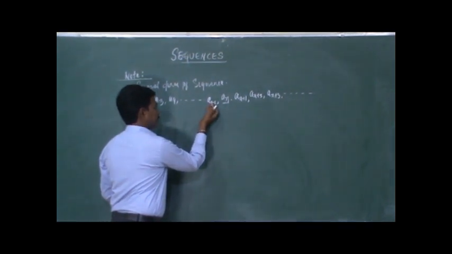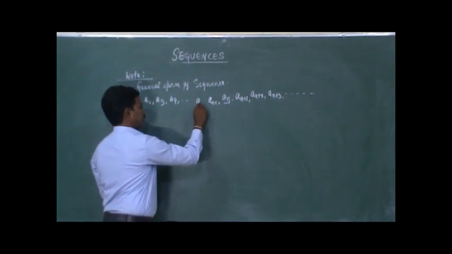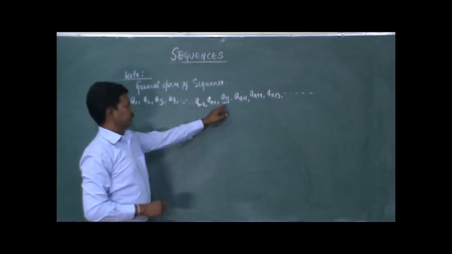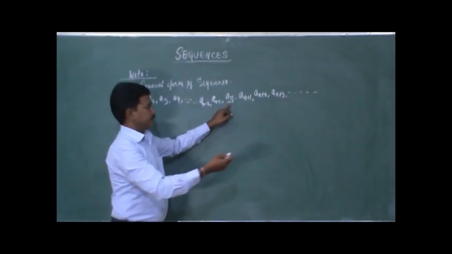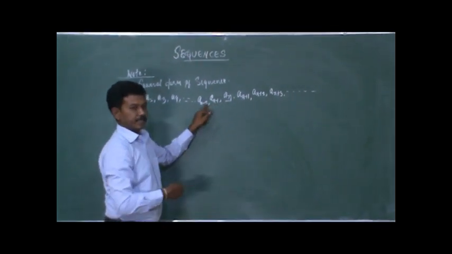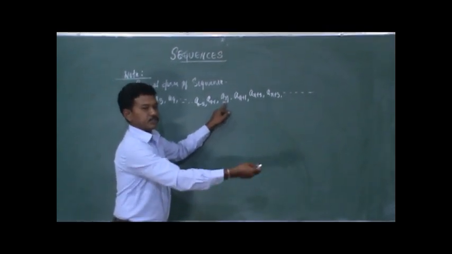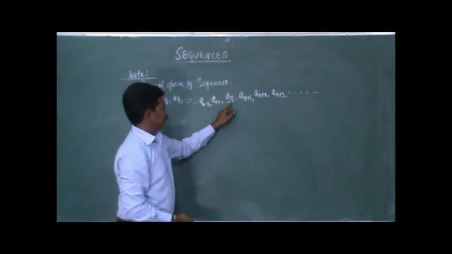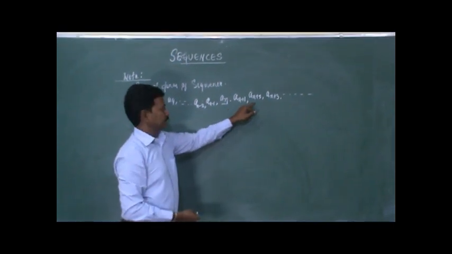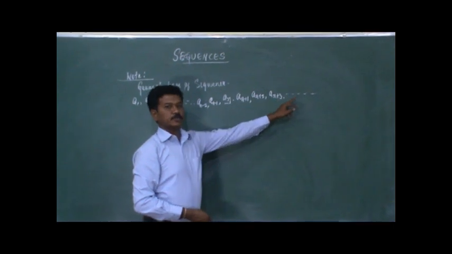Can you represent the preceding term of a_{n-1}? That will look like a_{n-2}, and so on. So if this is the nth term, the preceding term will be a_{n-1}, its preceding term will be a_{n-2}. If this is the nth term, then the term next to that is called the succeeding term. The succeeding term of a_n is a_{n+1}. The succeeding term of a_{n+1} is a_{n+2}. The succeeding term of a_{n+2} is a_{n+3}. It goes on like this.